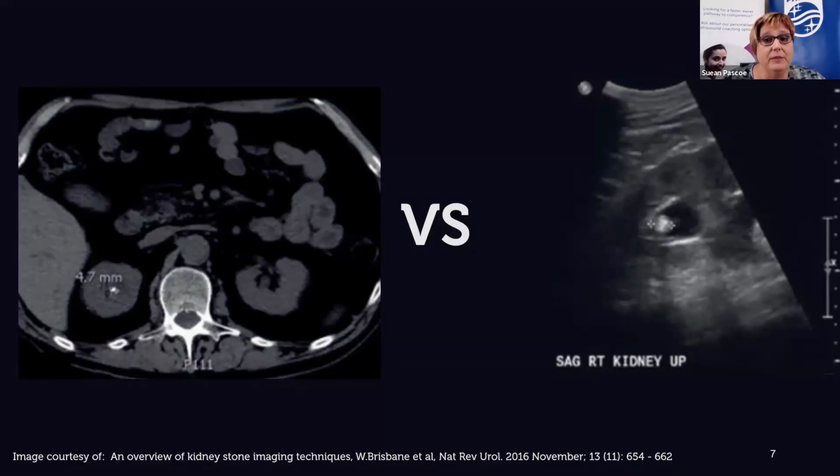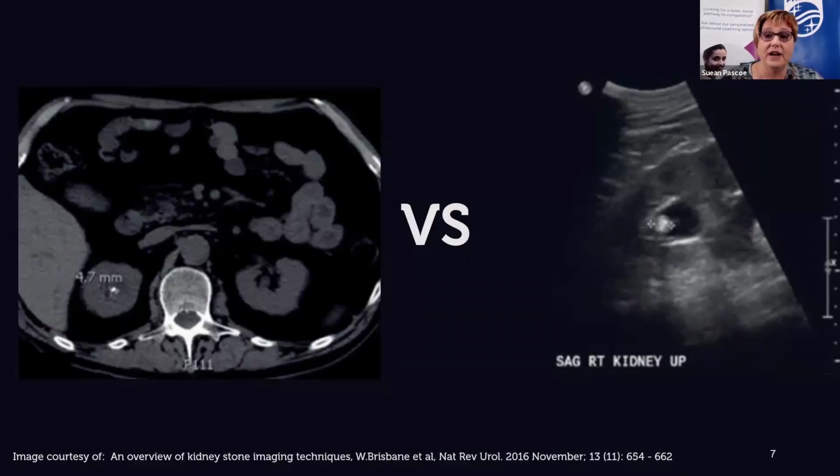So CT generally provides a greater sensitivity and specificity as compared to ultrasound. So we're looking at 95% sensitivity and 84% specificity, versus when we're looking at the ultrasound sensitivities and specificities, we're talking about upwards of 98% sensitivity and 53% specificity. So these published values vary quite considerably.